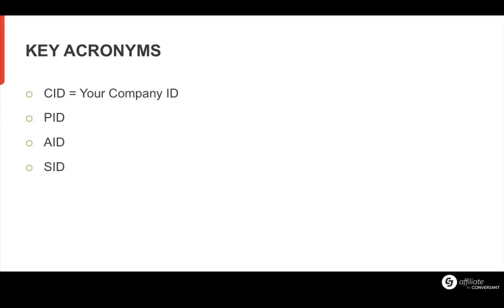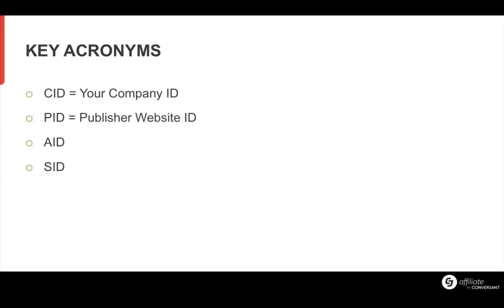A few key acronyms that you will need to be familiar with include CID, PID, AID, and SID. The CID is a unique number which differentiates all advertisers and publishers from other CJ accounts. PID, AID, and SID are all needed for CJ to enable proper tracking.